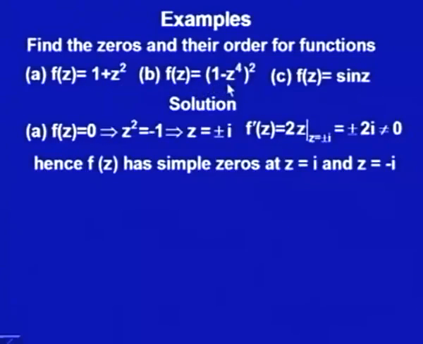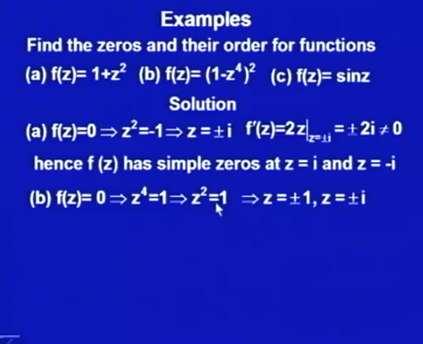Now, let us come to the second function, (1 minus z to the power 4) whole square. If I equate it to 0, I would get that z to the power 4 is equal to 1. This implies z square is equal to 1, or, actually, z square would be plus or minus 1. When z square is plus 1, we get z equal to plus or minus 1, and when z square is minus 1, we get z as plus or minus i.